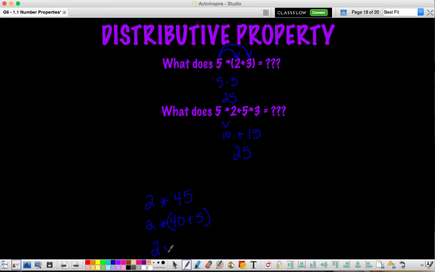The distributive property allows me to do 2 times 40 plus 2 times 5. Well, I easily know that 2 times 40 is 80 and 2 times 5 is 10, and I can quickly add 80 and 10 in my head and find out that it's 90. So we want to work on using the distributive property to help us split apart numbers and make it easier to do multi-digit multiplication in our head. Don't worry, as time goes on and you get more practice with this, it'll become easier.